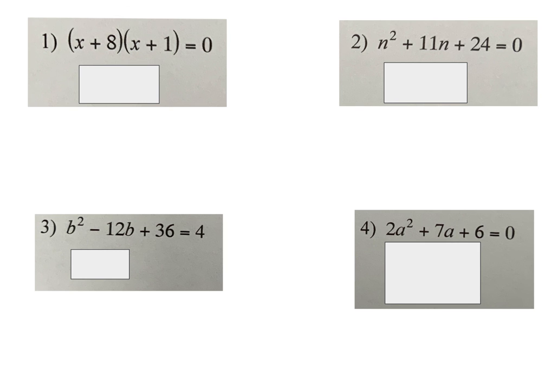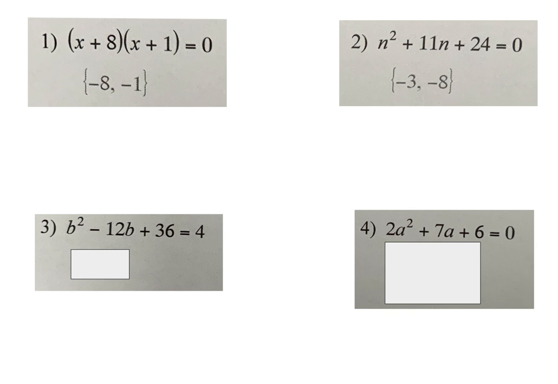For the first one, it was already factored for you, so you just needed to set each one equal to 0. You should have gotten x equals -8 and -1. For 2, you just had to factor using the last term that adds up to the middle: n squared plus 11n plus 24. You should have gotten factors n plus 3 and n plus 8, and you would have set those equal to 0 and gotten -3 and -8.